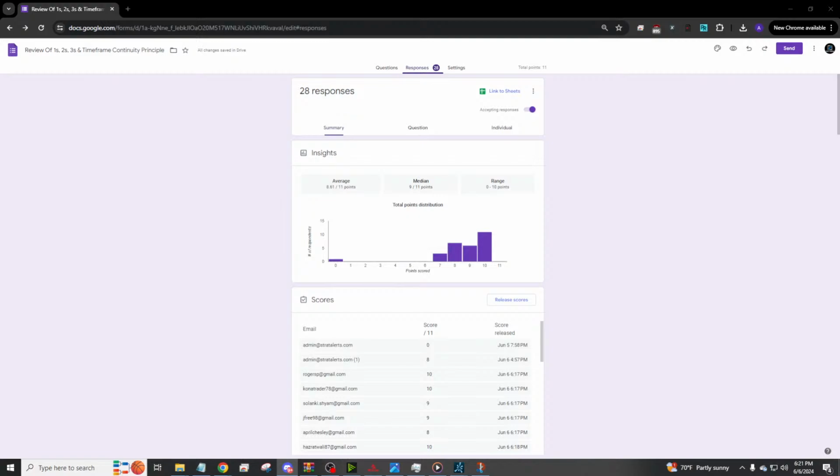So the question was, after a one, it could be one, two, or three. What scenario has to come after a one? If it's another one, it's still consolidating. It's still the same condition. So what has to happen? That's what the question's asking.